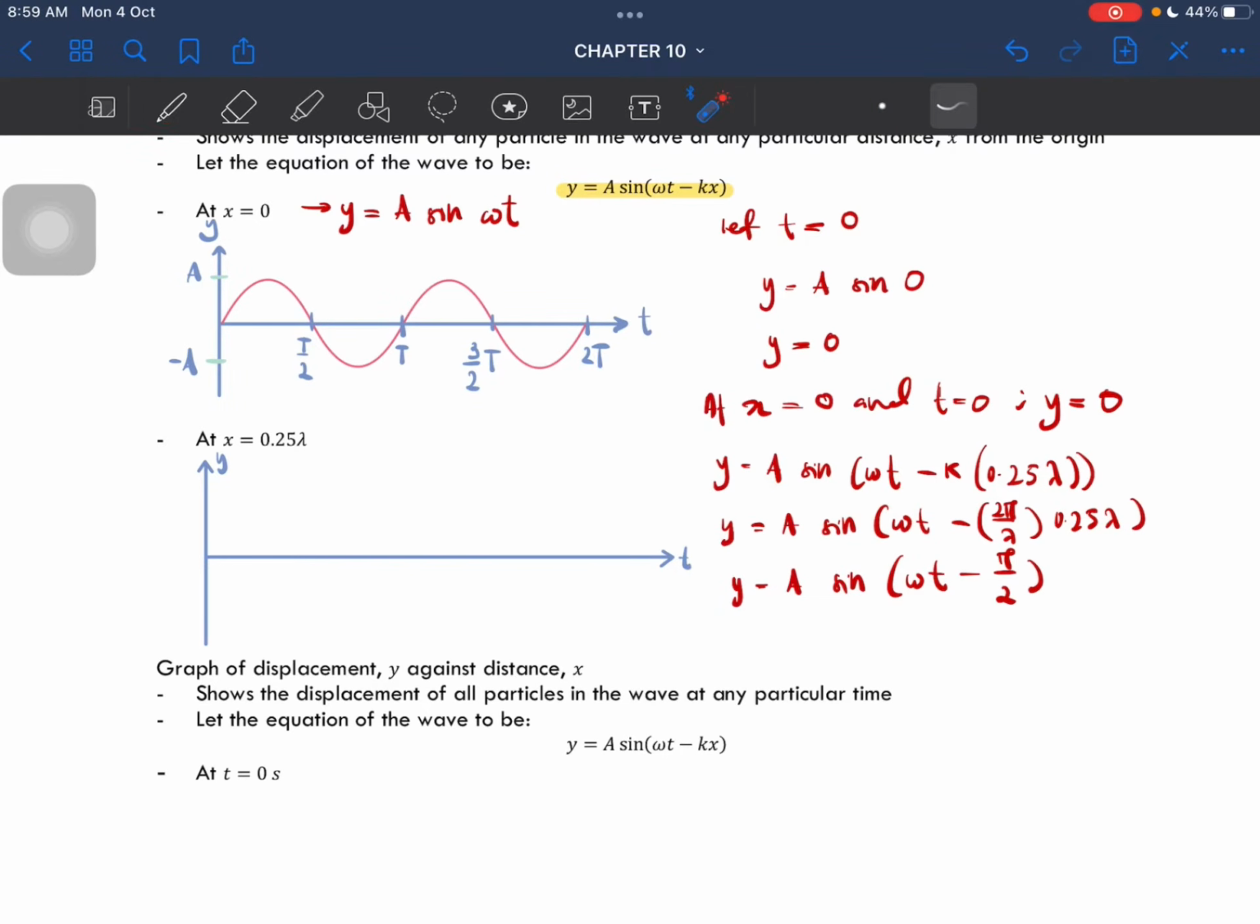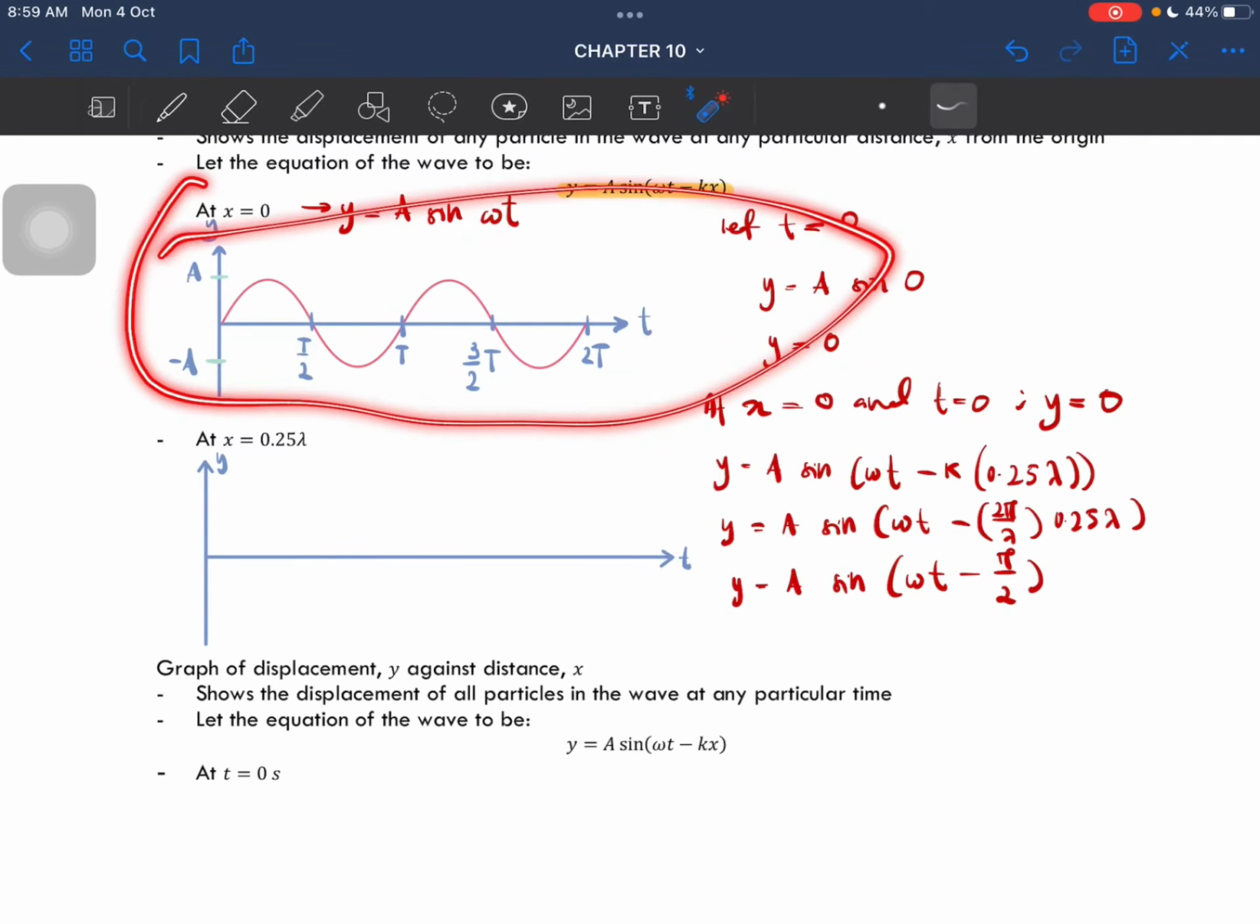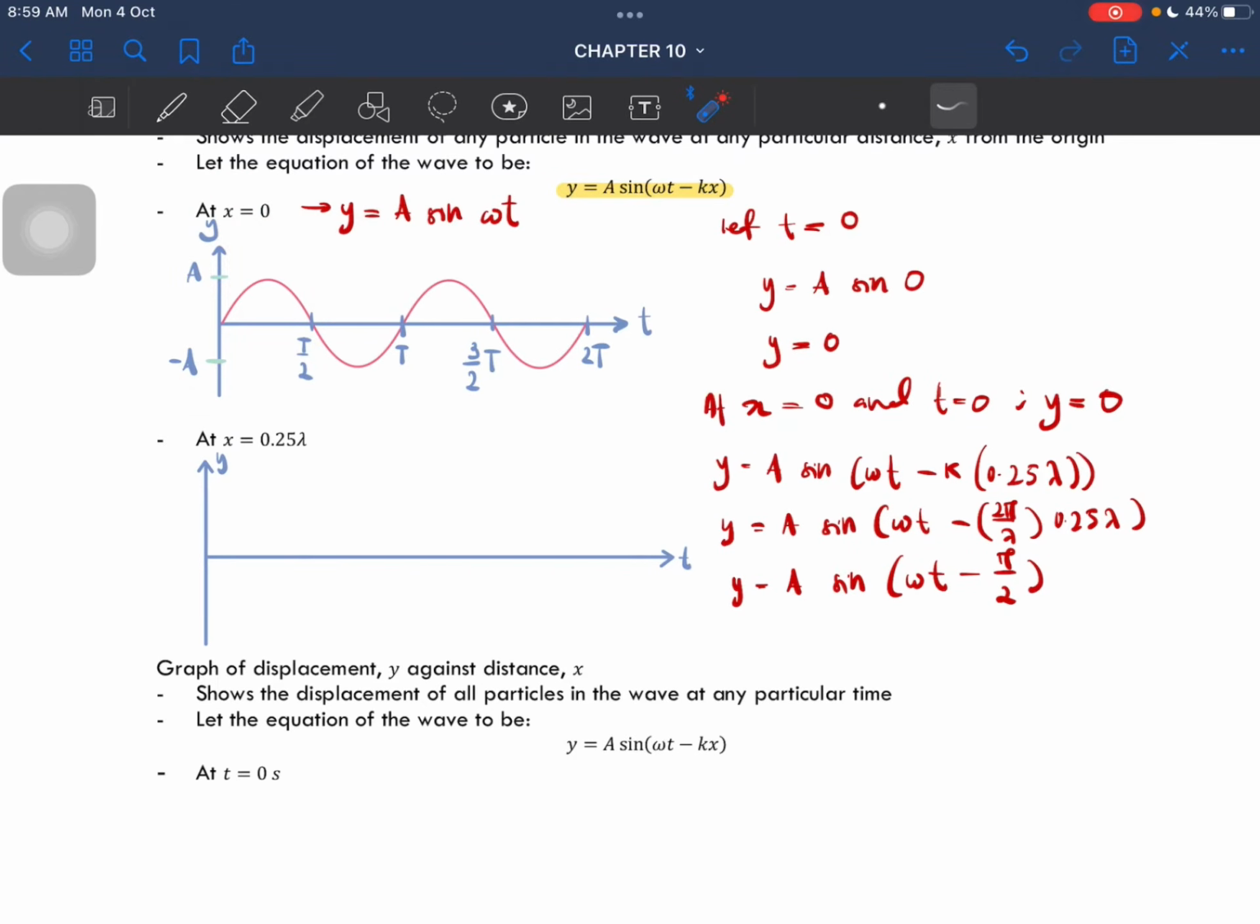Okay, so basically it is actually the same as this one up here. However, it moves by pi over 2. To where? Since it is negative, it has moved pi over 2 to the right. So now it shifts by 0.25 lambda to the right.